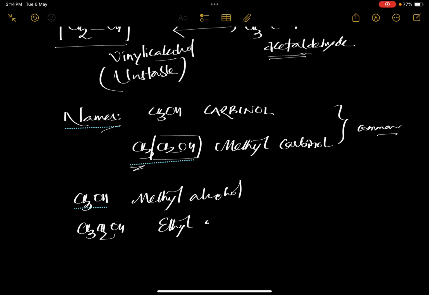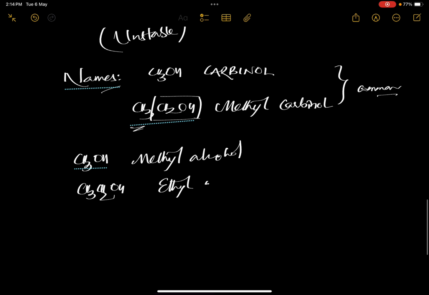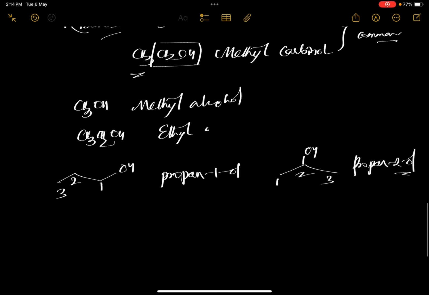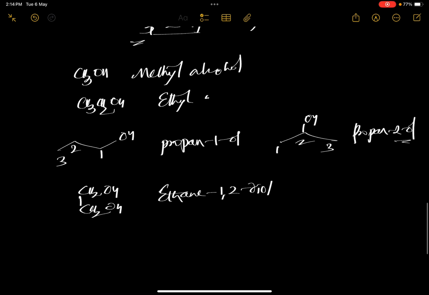Ethyl alcohol. But the actual IUPAC name will be ol. If it is like this, propane 1-ol, propane 2-ol. This is about alcohols. If two OH groups are there, as we were discussing, this is glycol, ethane 1,2-diol. Just for your idea.